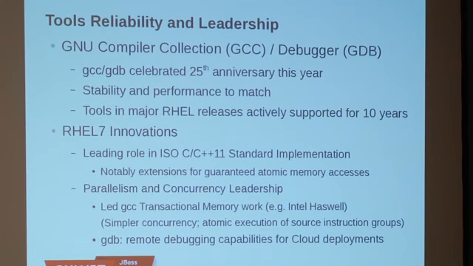We've been leading a project called Transactional Memory. If you're familiar with the Intel hardware roadmap for Haswell, it's essentially simpler concurrency. You can group a bunch of source instructions together and have them execute atomically in terms of their effect on memory. So they either completely affect memory or they roll back, very much like a transaction in a database. On the debugger side, we've been extending the remote debugging capabilities, notably for cloud deployments.